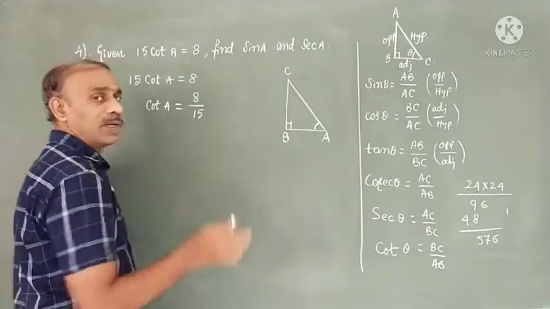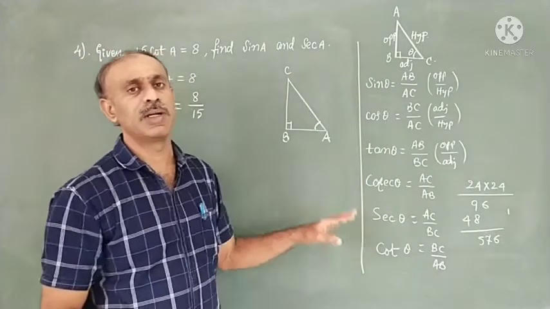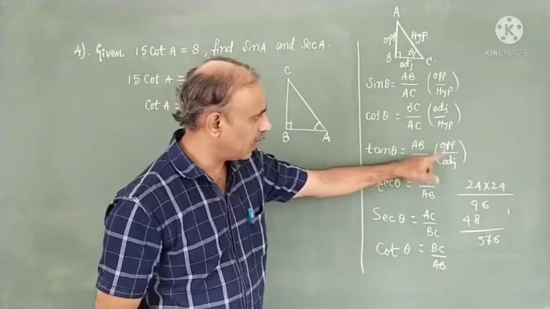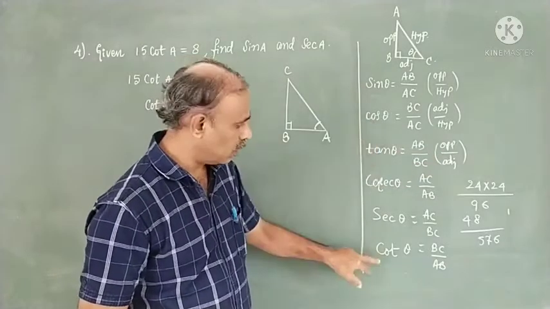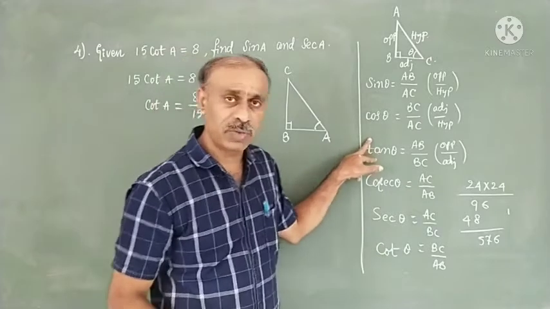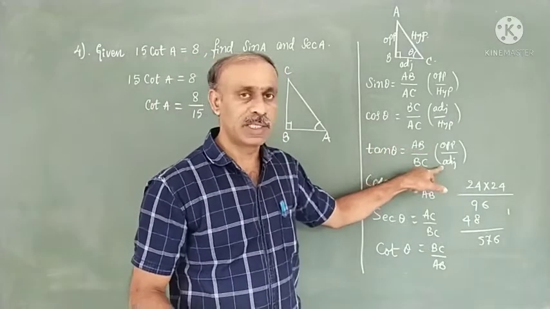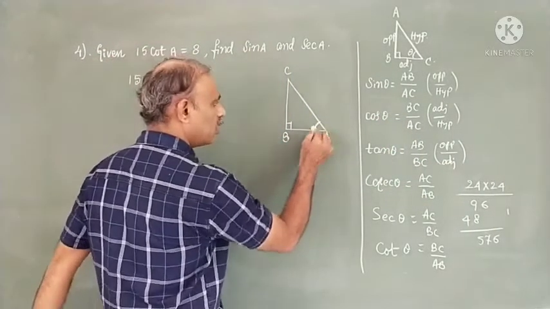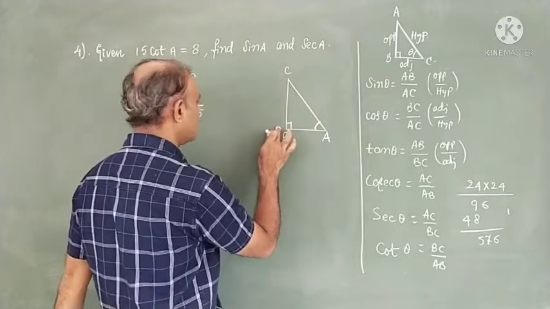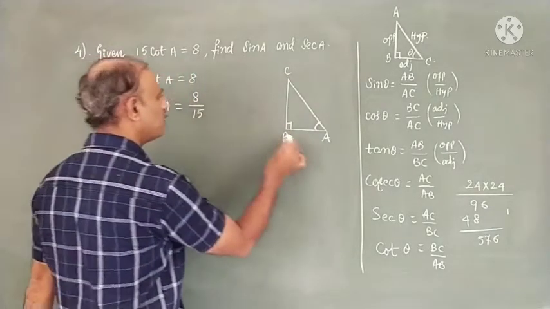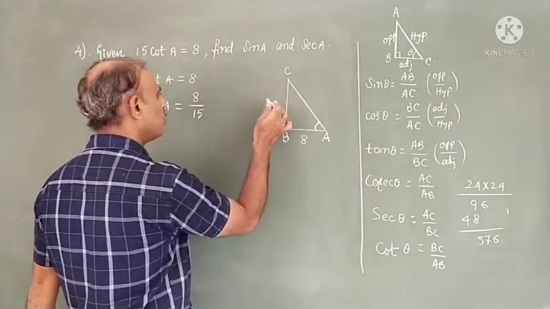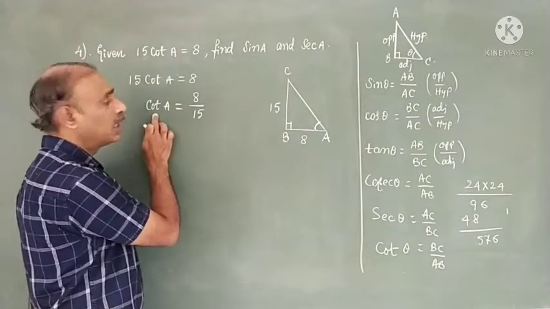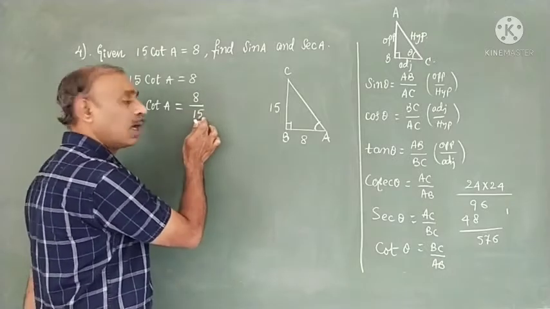So then, what is the cot ratio? Cot is nothing but adjacent by opposite, the reverse of tan. Tan is opposite by adjacent, and cot is adjacent by opposite. So this is your adjacent side, and this is the opposite side. Adjacent is 8, and opposite is 15.